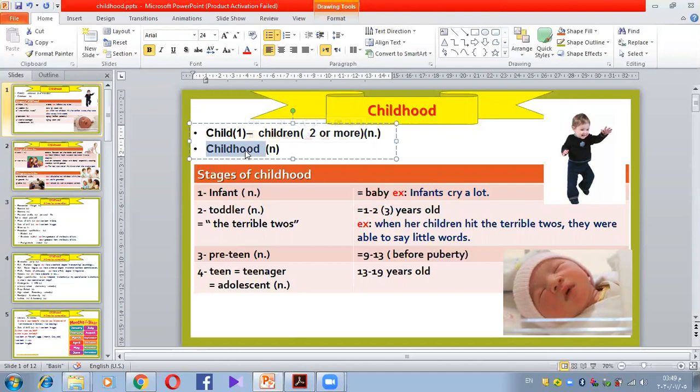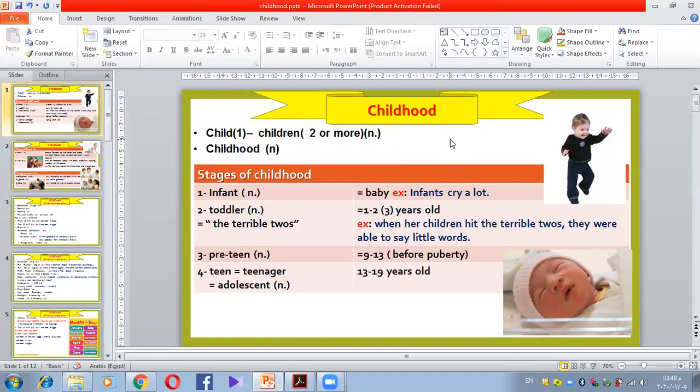What do we call this period? We call it childhood. We have some vocabulary related to this part, some words related to the childhood topic. The first one is, what are the stages of childhood? So we are going to start with stages of childhood.